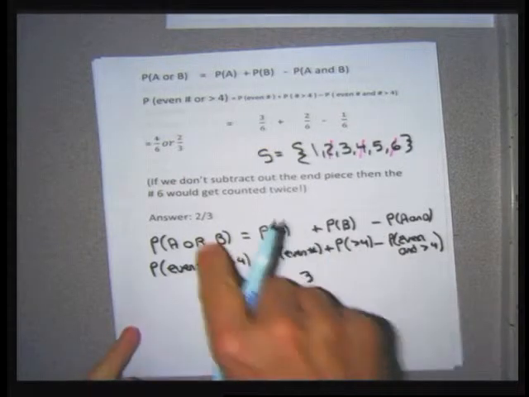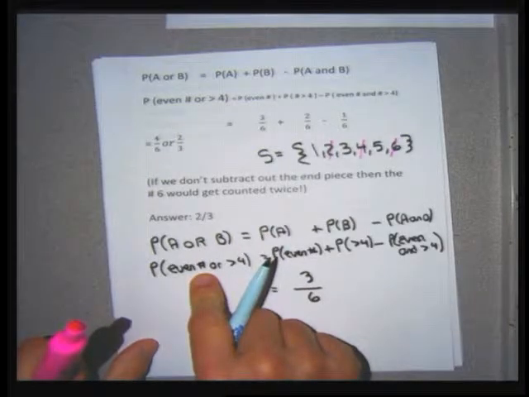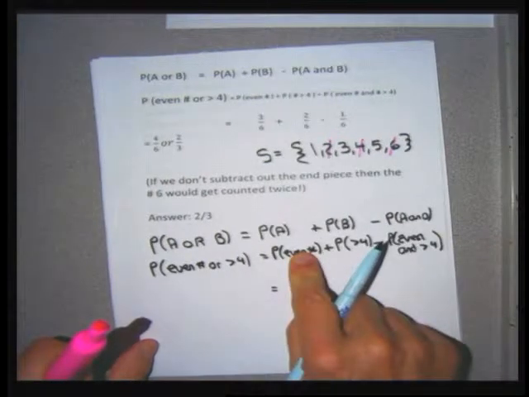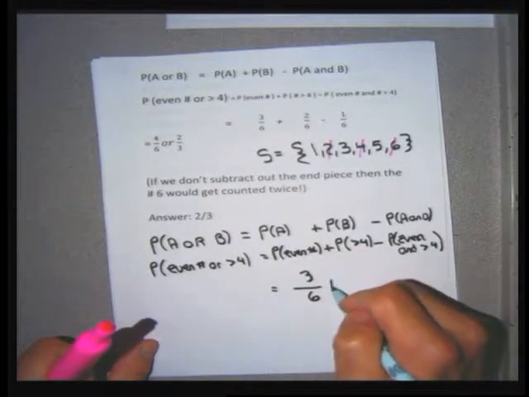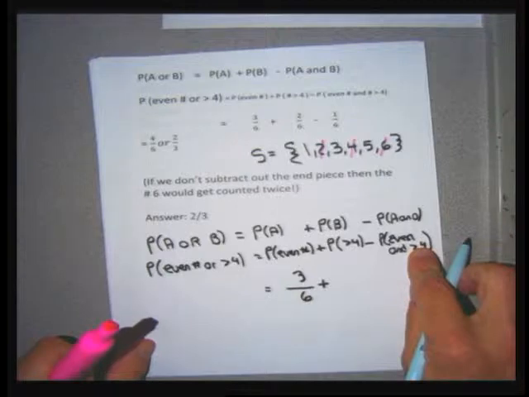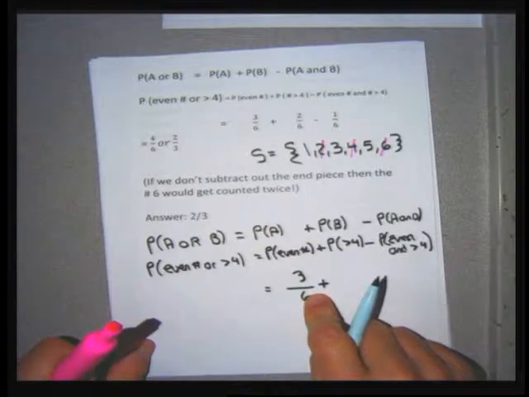So I went from the generic formula, tailored the formula to my problem, and now I'm going to compute 3 probabilities because the formula requires me to compute 3 probabilities. The probability of A, which is the probability of getting an even number, the probability of B, which is the probability of getting a number greater than 4, and then the probability of A and B happening simultaneously, which is rolling a number that's even and greater than 4. So the probability of getting an even number is 3 over 6.